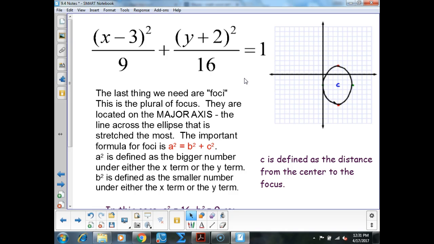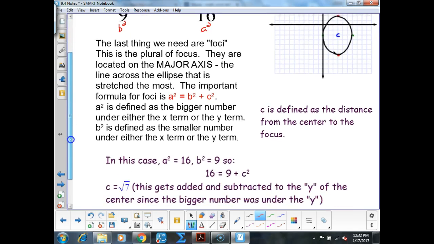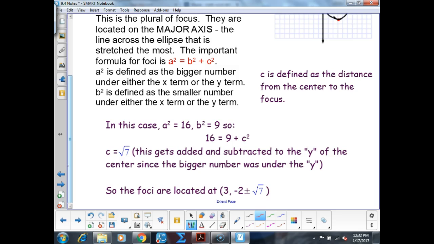So, which one is a squared in this case? The 16 is a squared, and 9 then is my b squared. So I solve that. I get 16 equals 9 plus c squared, which gives me 7 equals c squared, which gives me c equals the square root of 7. That is going to get added and subtracted to the y of the center, since the bigger number was underneath the y. So the two foci are located at the points (3, -2 + square root of 7) and (3, -2 - square root of 7).